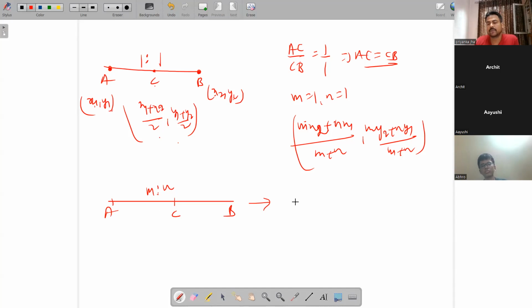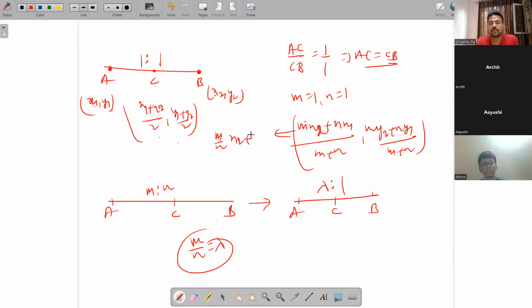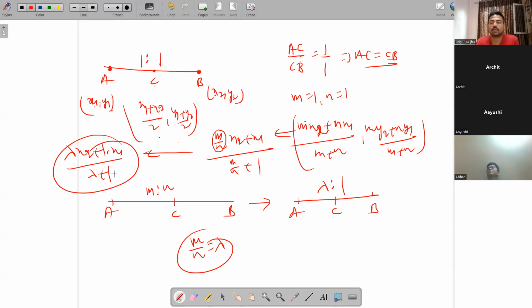solved like this. This is AB and C is a point which divides AB into lambda is to 1 ratio. So here M by N can be treated as lambda. Why so? See, here if you divide numerator and denominator by N, you can see that this is M by N, x2 plus x1 upon M by N plus 1. So you can treat M by N as lambda. So this can be written as lambda x2 plus 1 x1 upon lambda plus 1. So both are the same thing.